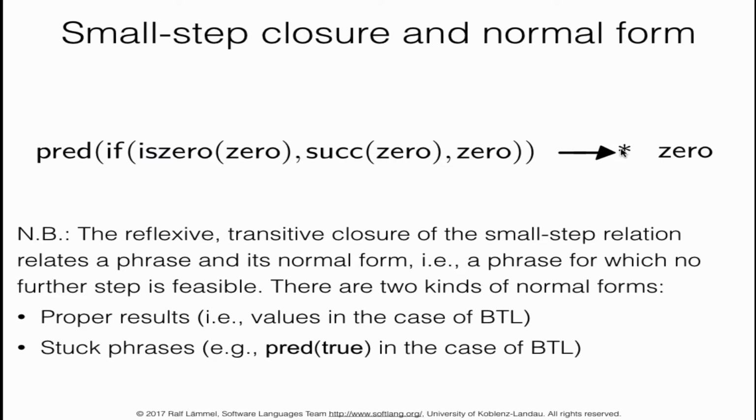And indeed, there are two kinds of normal forms, informally, let's say. One we might call proper results. These are things that we expect as the outcome of computation, in the same sense as we get those results with a big step relation. But it might also happen that computation gets stuck, that we encounter terms to which no rule is applicable. So for example, pred true: there is no rule for pred if the argument of pred is a Boolean.